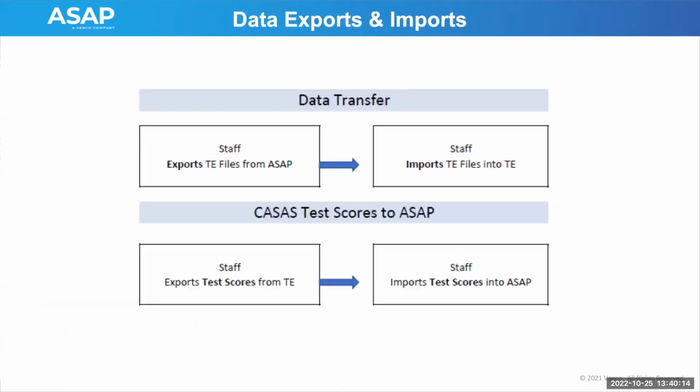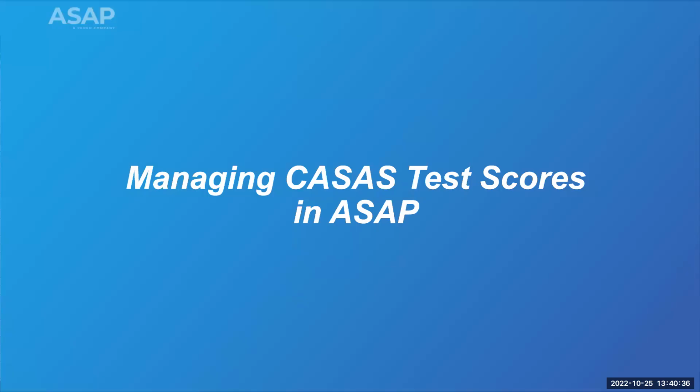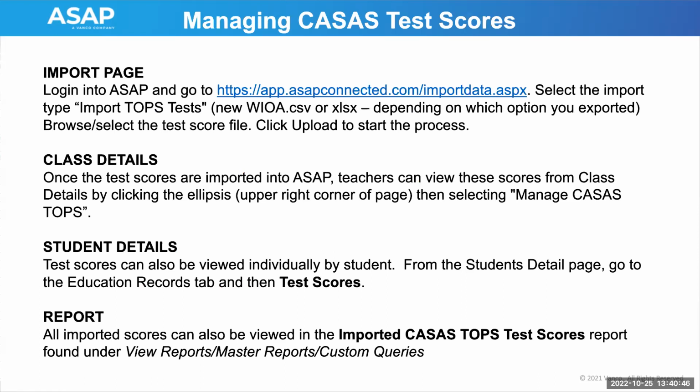All right, and then just a quick overview. We talked about exporting the data from TE and bringing it over, or from ASAP and bringing it over to TE. The other option, which a lot of agencies take advantage of, is to bring your CASAS test scores over to ASAP. I'm not going to go through all the steps here, because this is more about letting you know where to find those instructions, but we have a link to the import page here at the top.